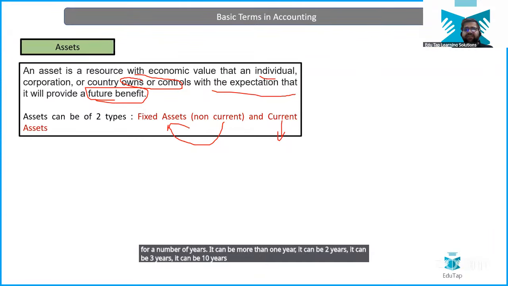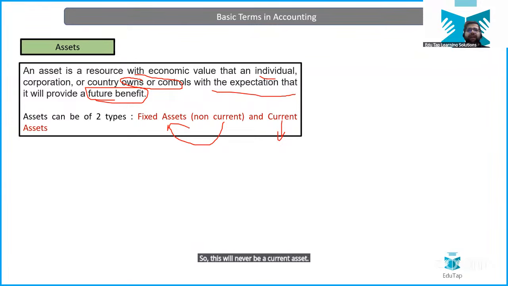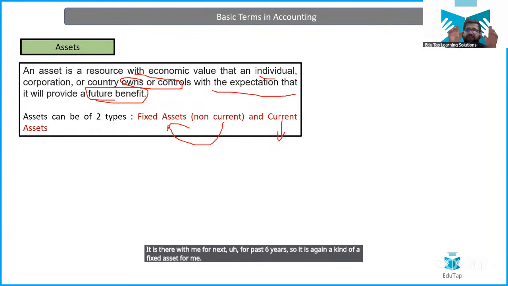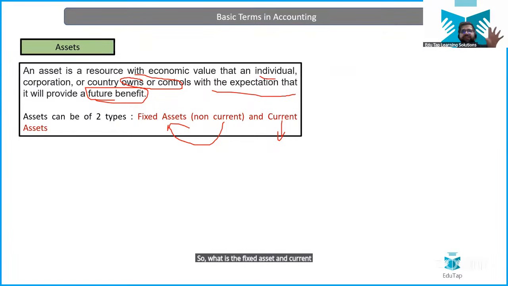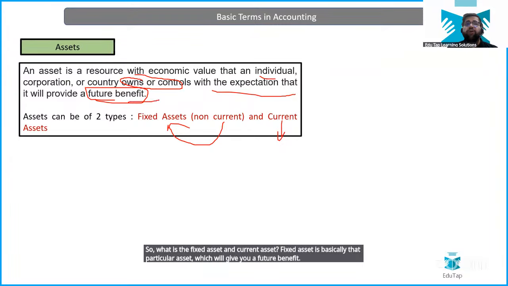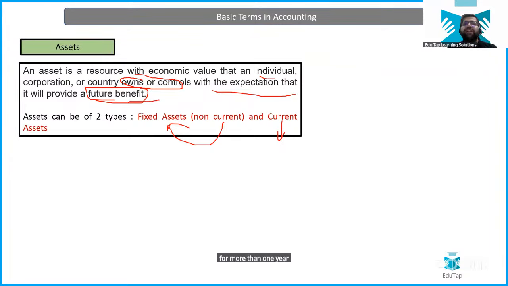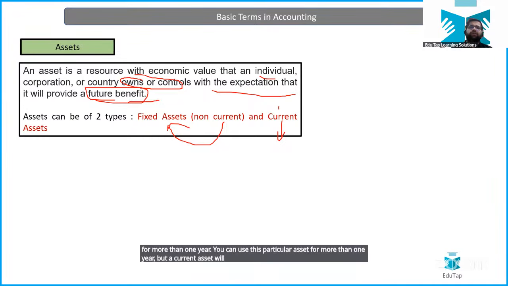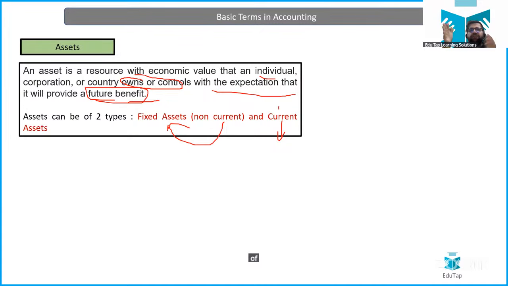Like I'm living in this house for the last 8 years. So this will never be a current asset, right? The laptop which I'm using right now, it has been with me for the past 6 years. So it is again a kind of a fixed asset for me. So what is the fixed asset and current asset? Fixed asset is basically that particular asset which will give you a future benefit for more than 1 year. You can use this particular asset for more than 1 year, but a current asset will just give you a benefit of less than 1 year.